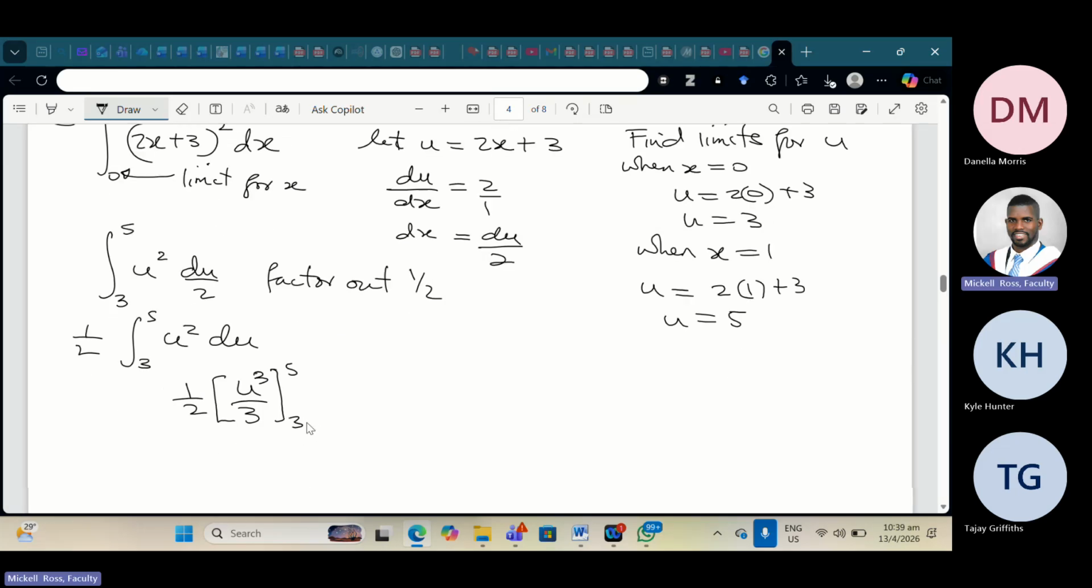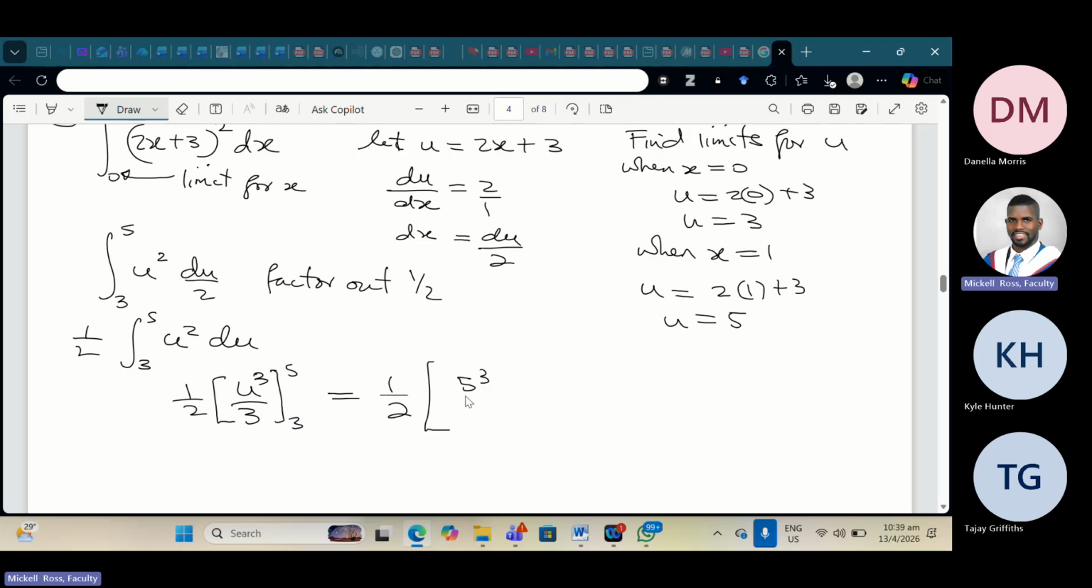You can go ahead and work it out as is, and then you multiply by a half, or you can multiply by a half from here. Either way, you will still end up with the same answer. So it is going to be when u is 5 and when u is 3. So it's going to be 5 cubed divided by 3 minus 3 cubed divided by 3. So we work this out, and whatever our final answer is, we multiply by a half.